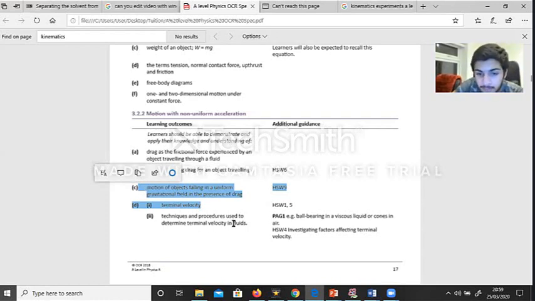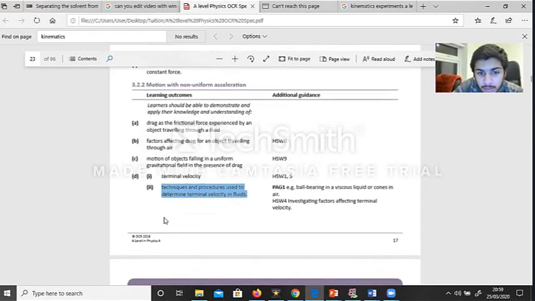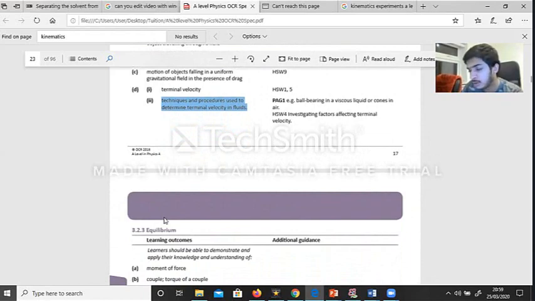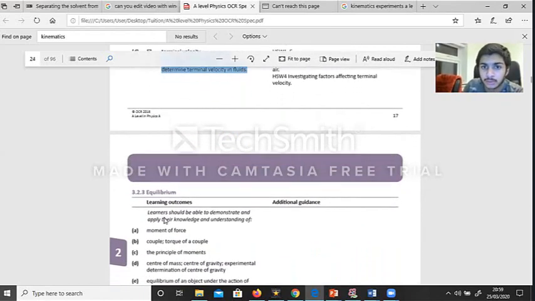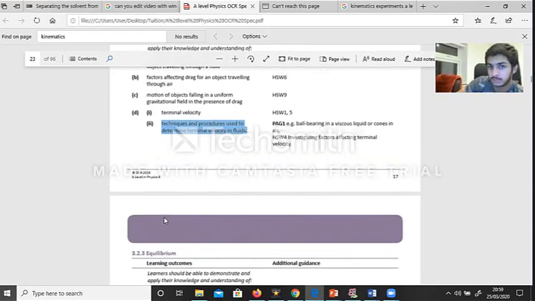Now, the next bit, techniques and procedures used to determine terminal velocity in fluids. What you told me earlier, the experiment where you're dropping a marble through a thick fluid. Do you remember that experiment? Okay. Do I need to go over it? Not really. You sure? The ball bearing one? Yes. I want you to have a look at your notes and see if you understand it.